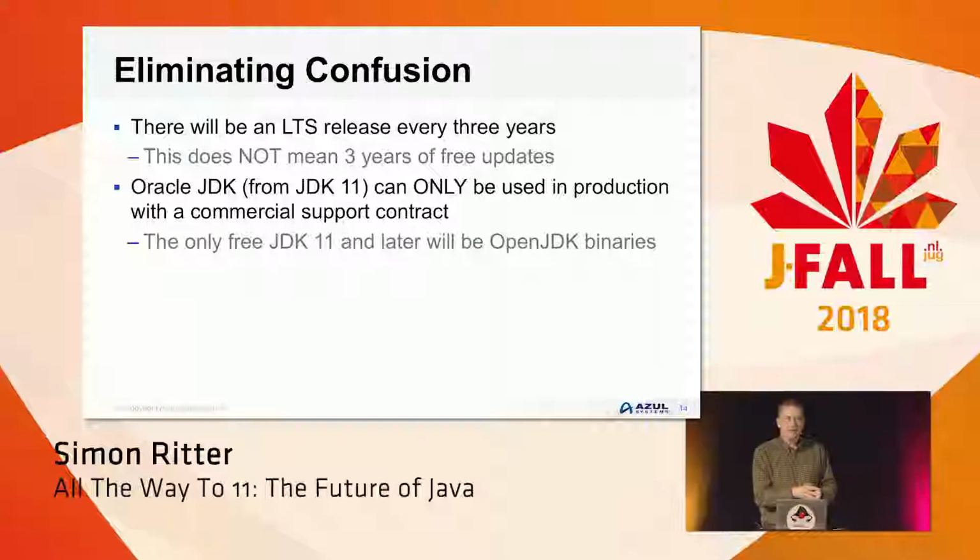If you want to use JDK 11 from Oracle for free, then you will need to use the OpenJDK binary that they have created. So go to jdk.java.net, and you can download the free binary for JDK 11, and then you'll be able to download free binaries for JDK 12, and so on.